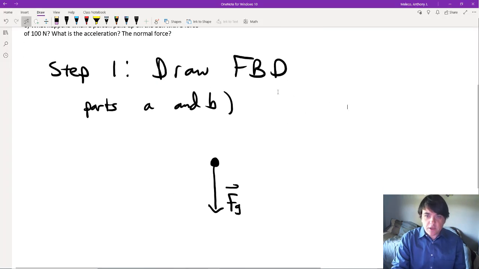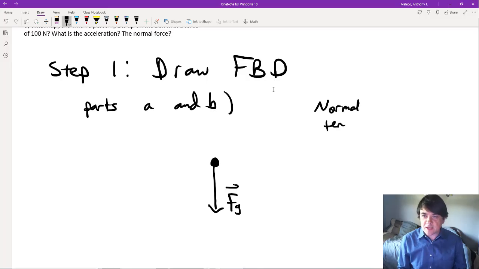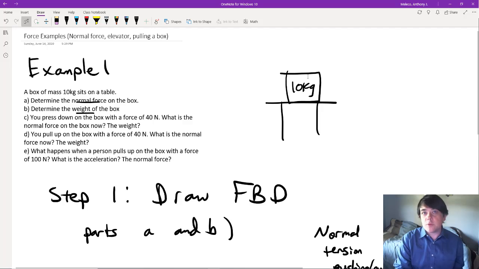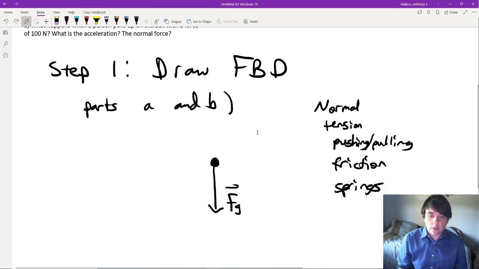Now we want to do other forces. So you go through a list of other forces: there's normal, there's tension, there's pushing or pulling, there's friction, there's maybe springs. You just go through the list and see if it exists. So for this, the normal force. Well, the normal force exists when the object is touching something, a surface. Is the object touching something? Yes, the box is touching the table. So the normal force acts perpendicularly to the surface that it's touching and goes into the object. It would be straight up. So we draw this on our diagram here, and we draw straight up, okay?